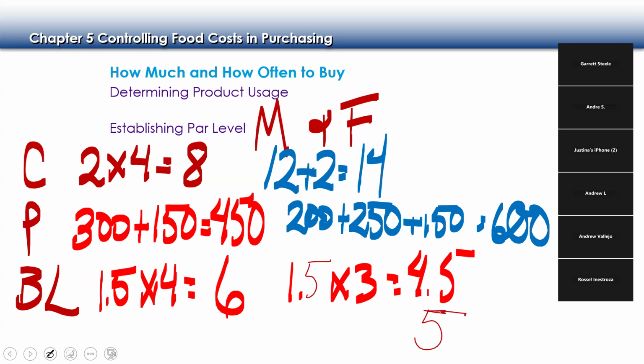Okay. And it's okay that we go up to 5 because we're going to talk about in just a moment when we order, we're going to take into consideration what we already have in inventory. So we don't automatically just go ahead and order the par every single time. We want to take into account what we have in inventory and then order what we need to get up to par.